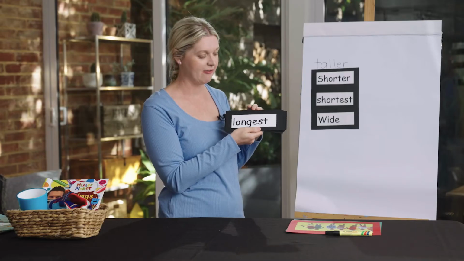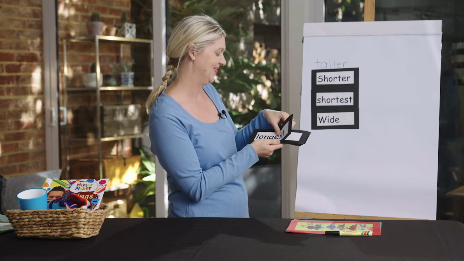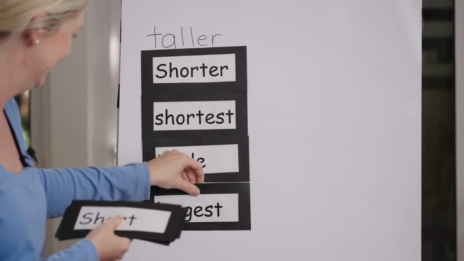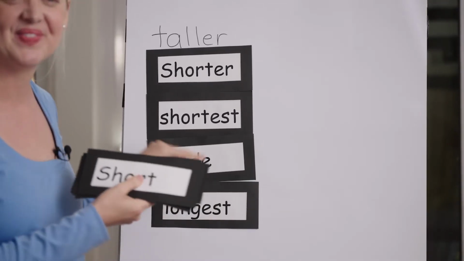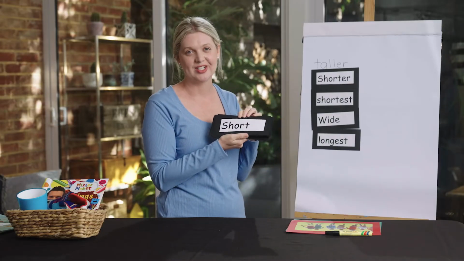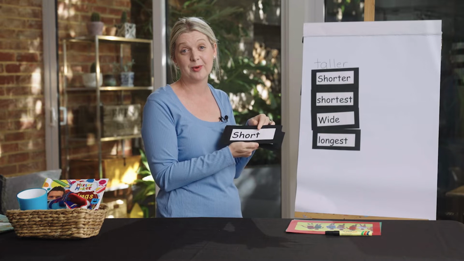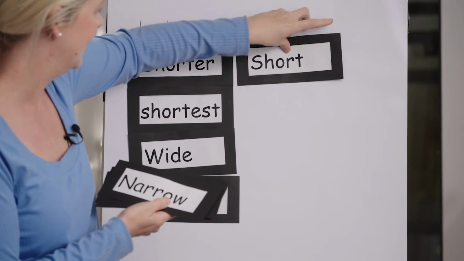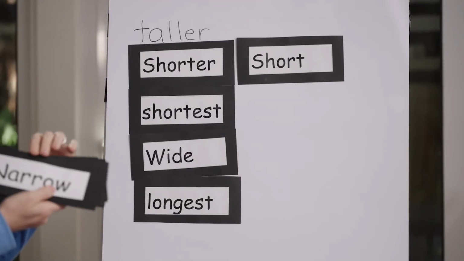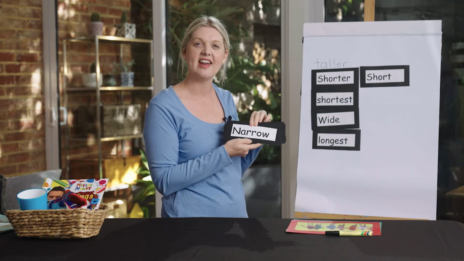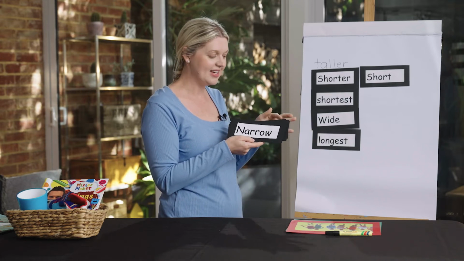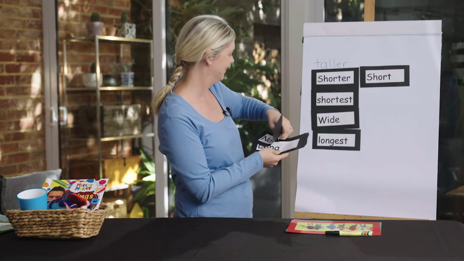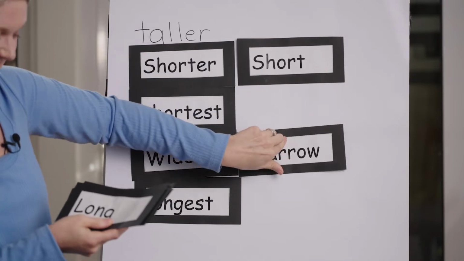Oh, now we have longest. You might say, I have the longest legs. This one is short. You might use this word when saying, I have short hair. I'll stick that one there. Oh, this is an interesting one. This one is narrow. So narrow is the opposite to wide. Let's stick that up. I might stick that there next to wide.